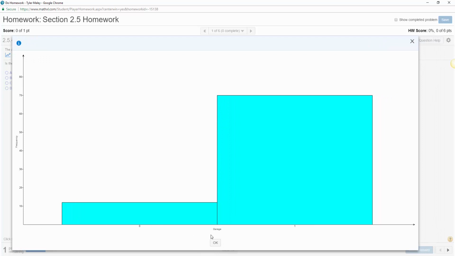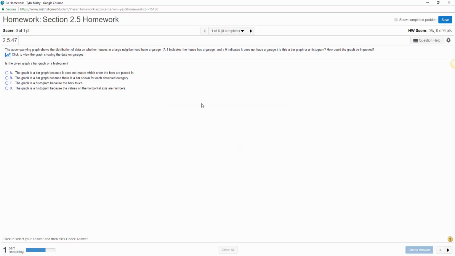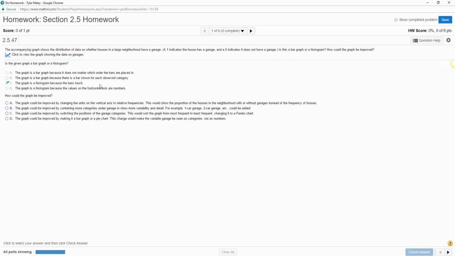So along the horizontal axis we have garage, and here's my 0 and 1. Notice my bars are touching. And then along here we have frequency, so 10, 20, going up by 10 all the way to 80. So we have bars touching, and along the axis we're talking about frequency. So this type of graph would be a histogram. So C, the graph is a histogram because the bars touch. We can check that. We got that right.